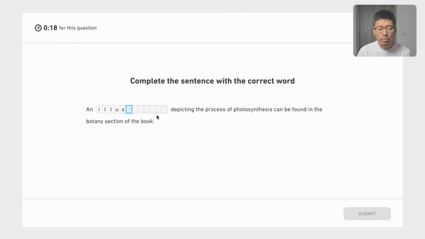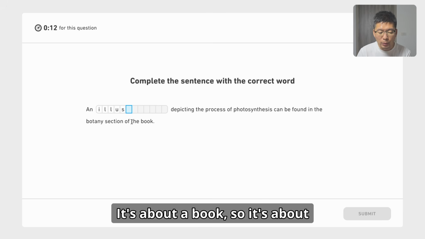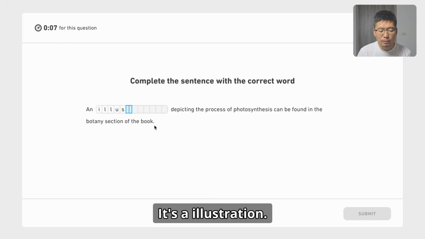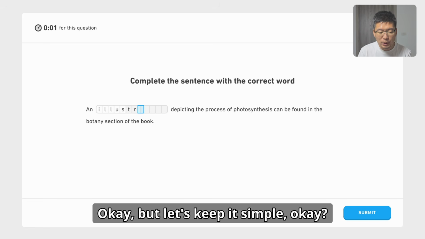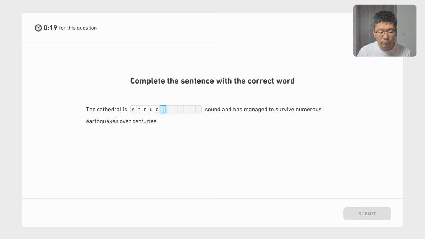What depicting the process of a photo can be found in the book. It's about a book, so it's about the picture of the book, right? It's an illustration. Okay, but let's keep it simple, okay? We just need a 100 to 120.